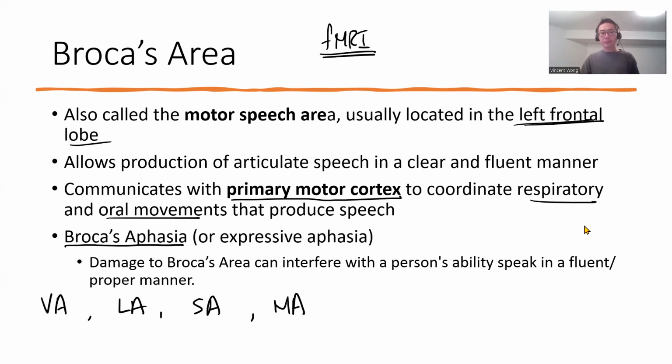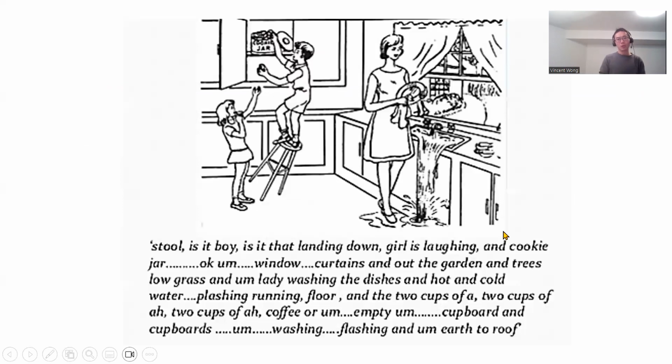So here's a transcript of someone who has Broca's aphasia, and they were asking the person to describe the picture. And you can read the transcript here. It's very broken up. The thoughts are kind of everywhere, and sometimes they would have trouble looking for the right word, right? Like "2 cups of coffee" or "empty", like they just really can't identify the right word for the context. Okay, so that's Broca's aphasia.